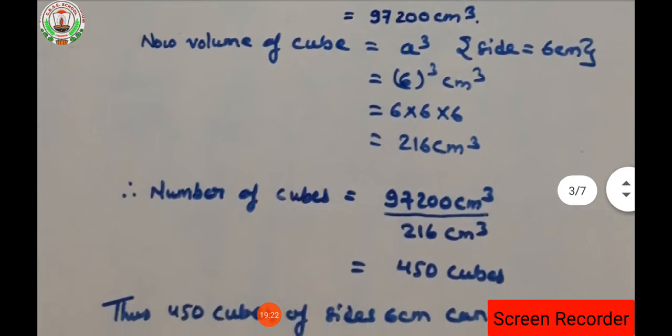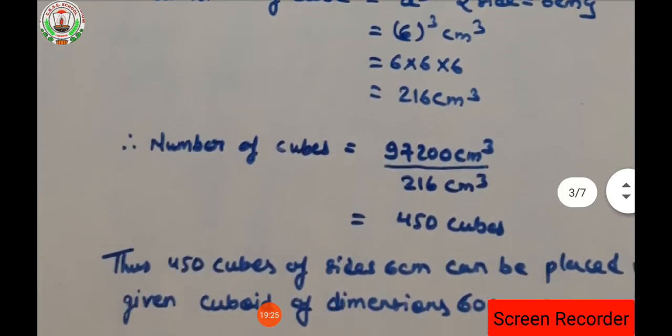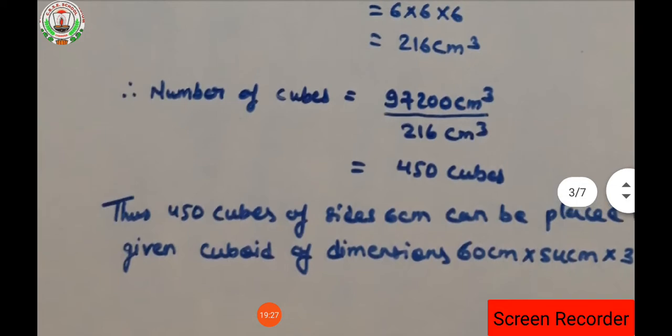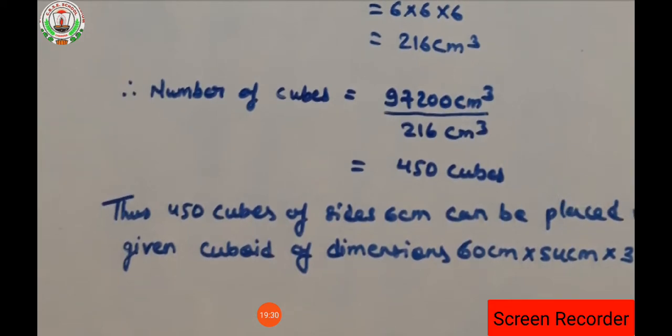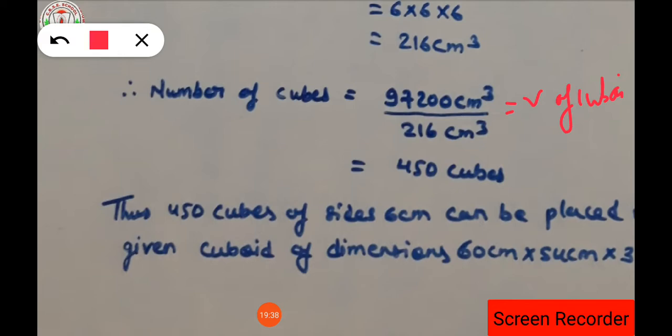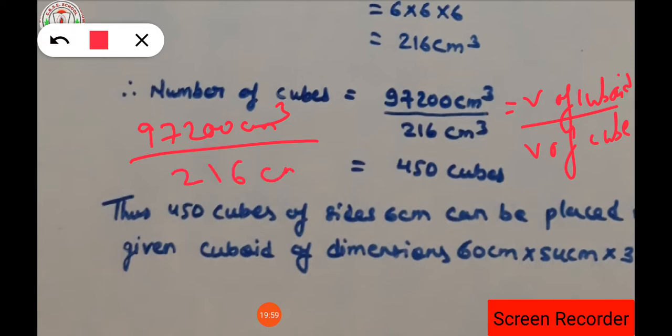Clear? Now, since in the question it is asked to find the number of cubes, what do we have to do? We have to divide the volume of the cuboid with the volume of one cube. So what is the volume of the cuboid we have? That is 97,200 centimeter cube. And what is the volume of the cube? That is 216 centimeter cube.